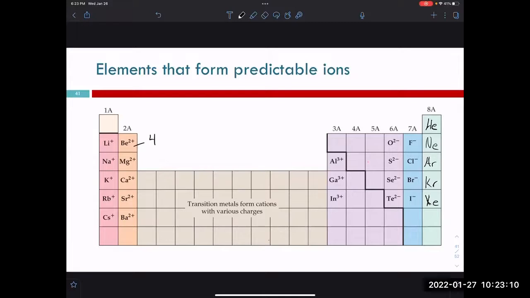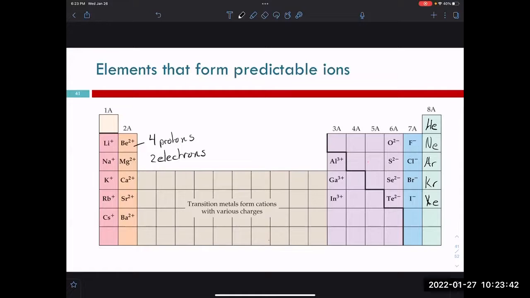element 4, has 4 protons, neutral beryllium will have 4 electrons, but it wants to have the same number of electrons as the nearest noble gas. And the nearest noble gas is helium, because they can go backwards. So if it loses 1, 2 electrons, then we'll have beryllium with 4 protons and 2 electrons. And it'll have a 2+ charge.